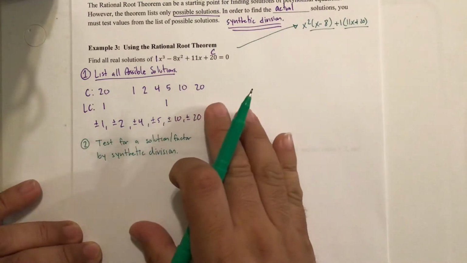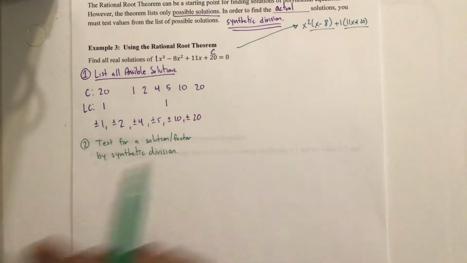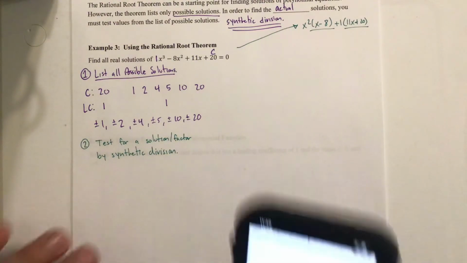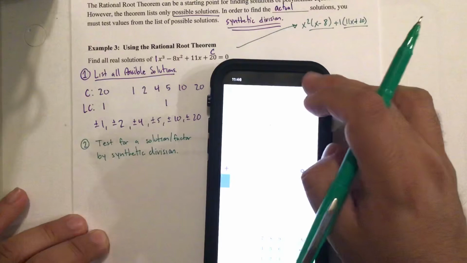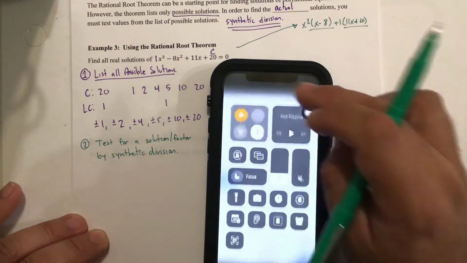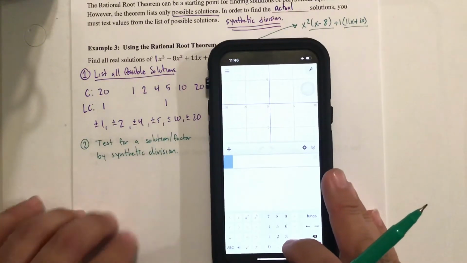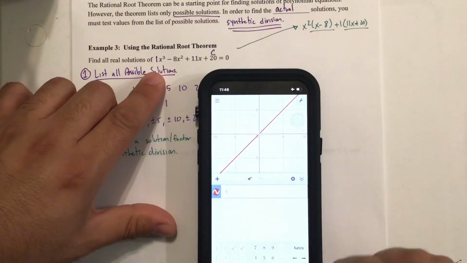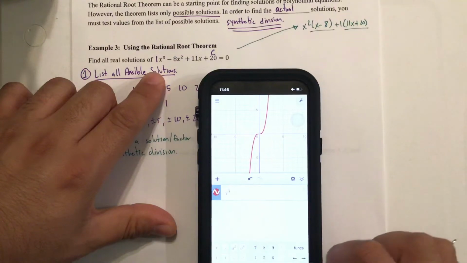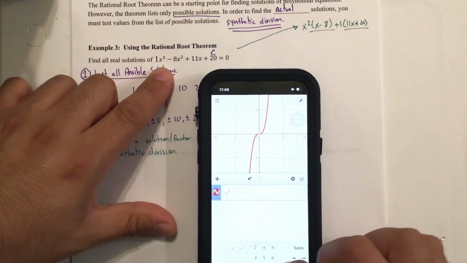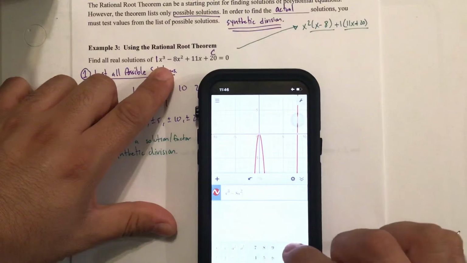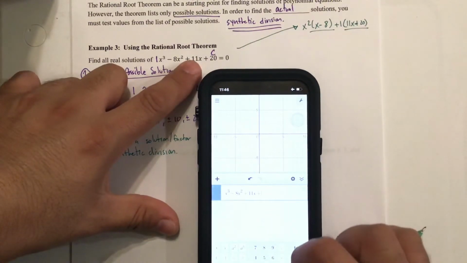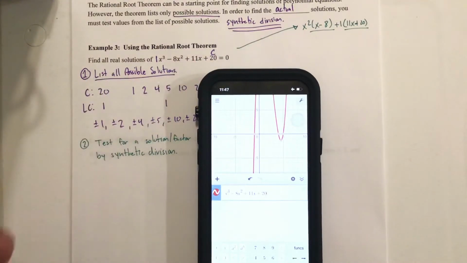Now, to help me get through this a little bit quicker, this is what I suggest you do sometimes. So if you're at home and you need to get through this a little bit quicker, what I suggest is you just type the equation into something like Desmos. So I'm going to type in x to the 3rd power minus 8x squared plus 11x plus 20.